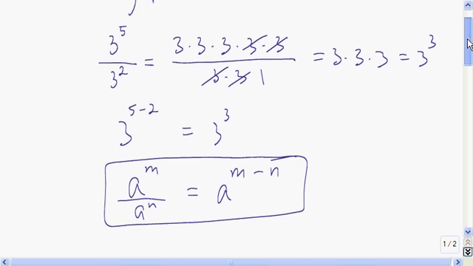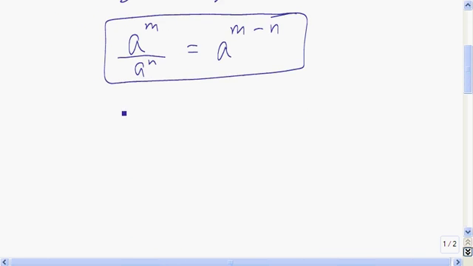All right, let's do some examples. So suppose I have 5 to the power of 6 divided by 5 to the power of 2. Well, this property here says that that's going to be 5 raised to the power of 6 minus 2. So that will be 5 raised to the power of 4.